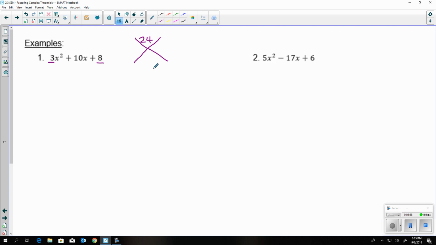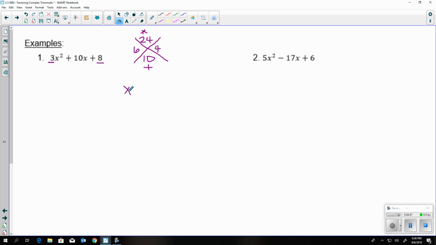That would be 10. So my next step is to say what 2 numbers multiply to 24 and add to 10. So multiply to this and add to that. Well, hopefully you know that would be 6 and 4. It doesn't matter if you put the 4 or the 6 first. This is going to come out just fine. So before, what we did was we found, oh, it's these 2 numbers, and then we just said, okay, x plus 6 and then x plus 4.